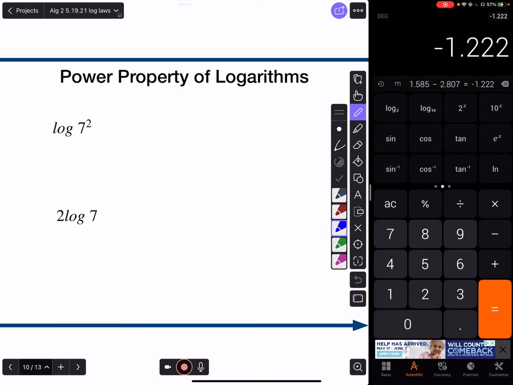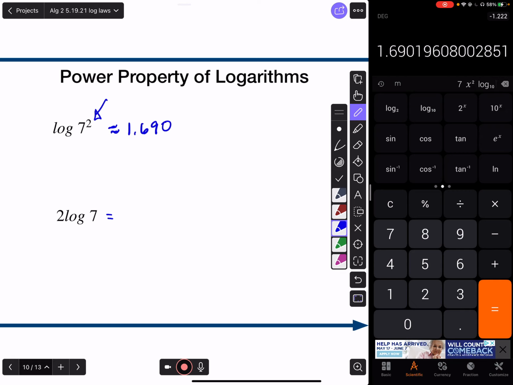We've got one law left, and that is for when you have the logarithm of something raised to an exponent, the power property. I'm going to show you how to calculate this on your calculator. What you want to do first is hit your 7 and then your x squared button. Now hit your log. There's my log base 10. So it is about 1.690. And now look where that 2 is. That 2 that was in the exponent is now out front.